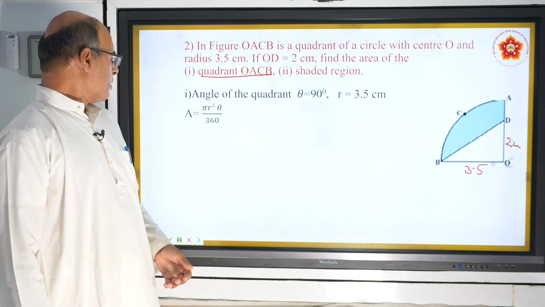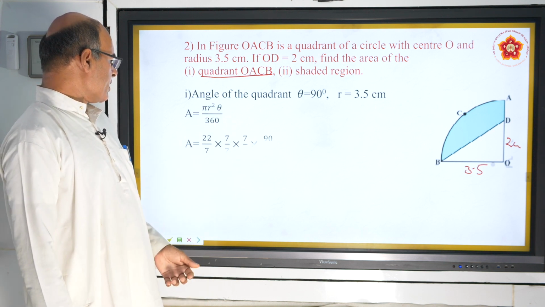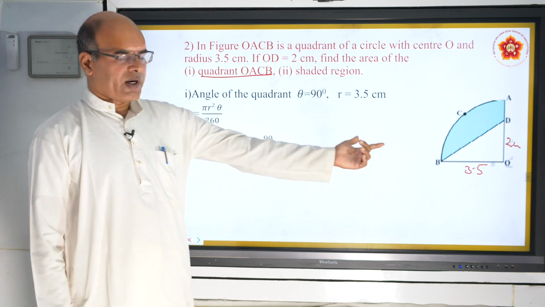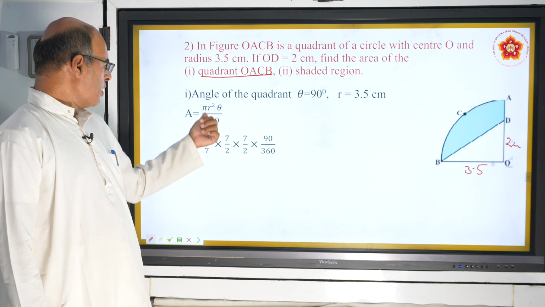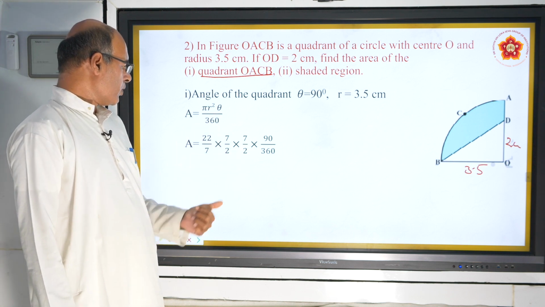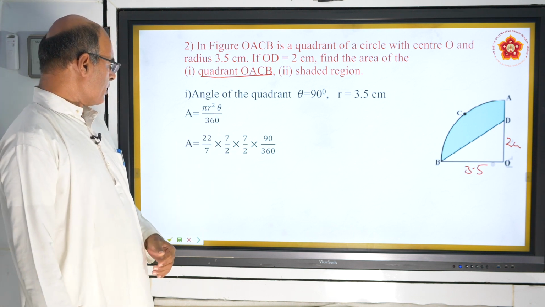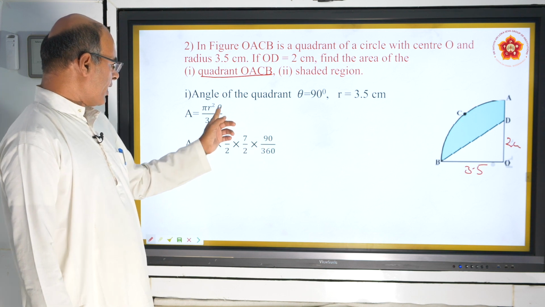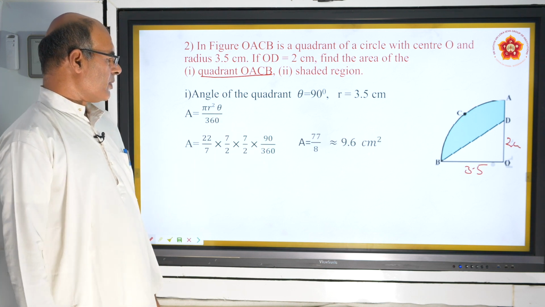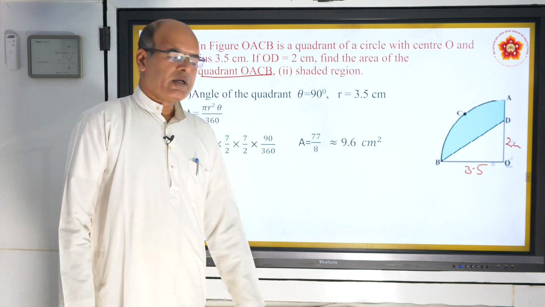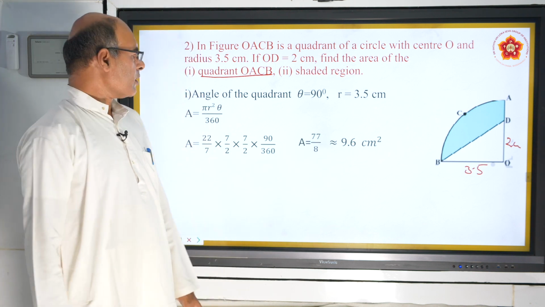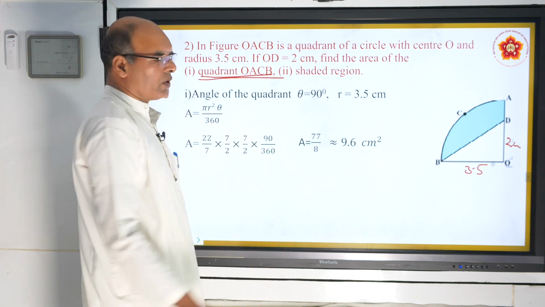So use the formula pi r square theta divided by 360, taking r equal to 3.5, that is nothing but 7 by 2. r square is 7 by 2 into 7 by 2, pi is 22 by 7, and theta is 90 degree, 90 divided by 360. Simplify, easily you can simplify it, it comes 9.6 centimeter square for the first question, the area of the quadrant.